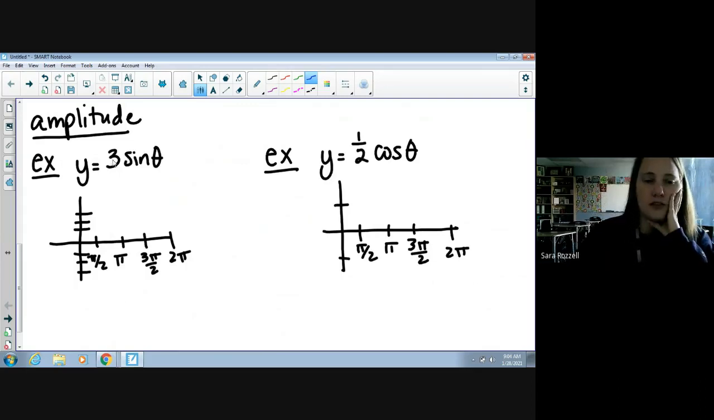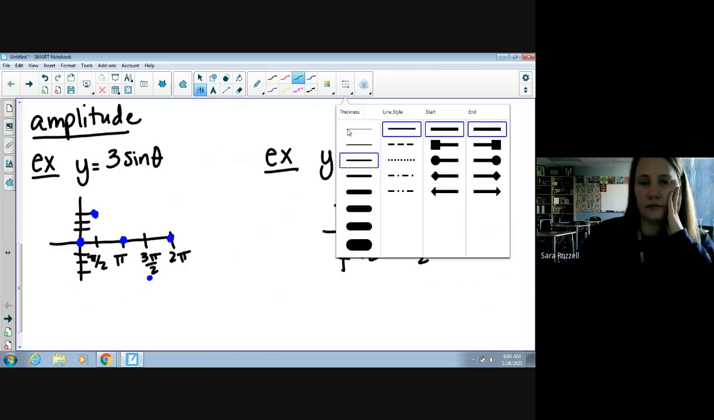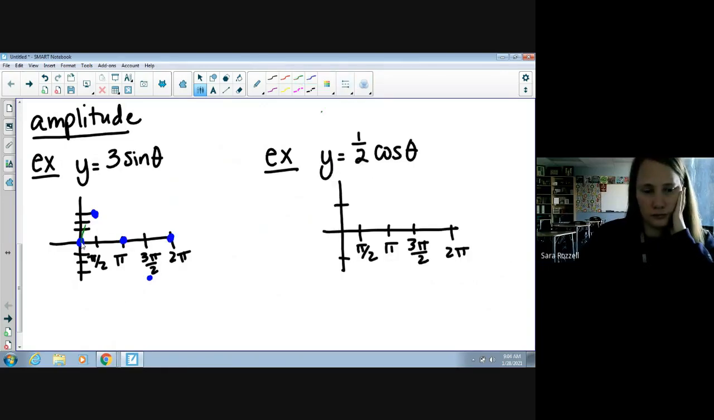Okay, so sine starts at the origin, right? Sine starts at the origin, goes up to 1, but in this case, we're going to go up to 3. Back to the x-axis, down to -3, back to the x-axis again. Is that it? Amplitude of 3.